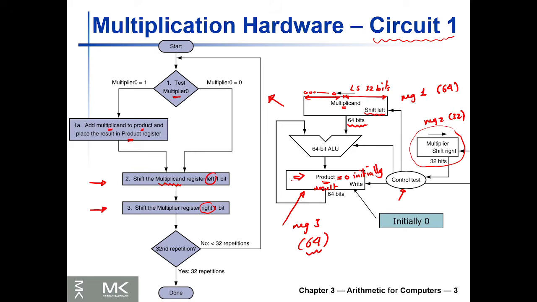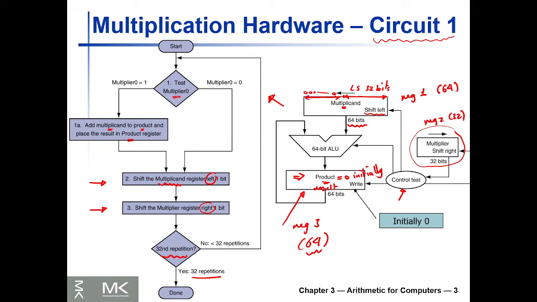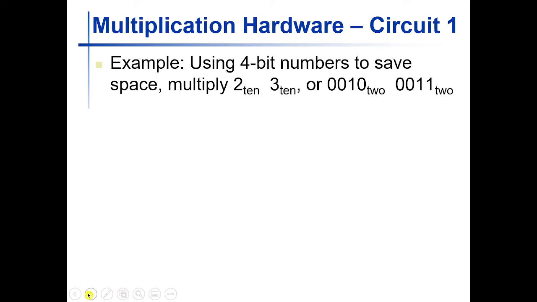Okay, and how many times we're gonna repeat this? We're gonna repeat this according to the number of bits in the multiplier. And the multiplier all the time in MIPS is 32 bits, so we're gonna repeat this 32 times. Once we reach 32 repetitions, we are done, and the result that we get is basically the result that we want. Good. Let's see an example in action, step by step, how this circuit will work.